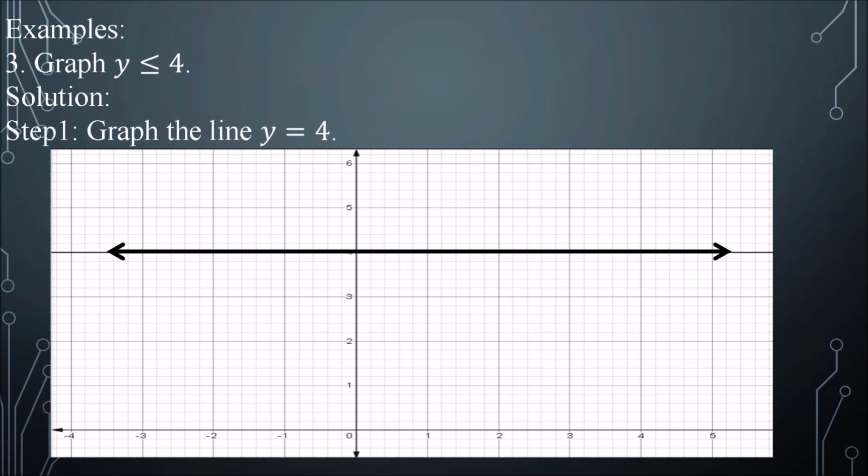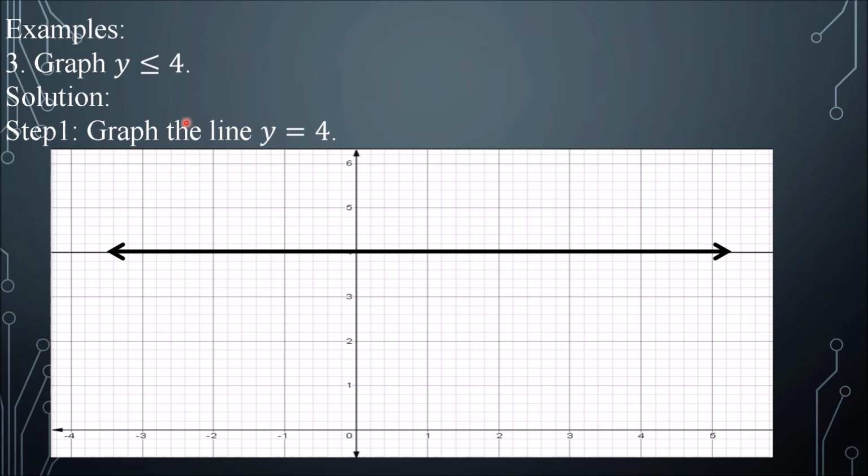Let's have number 3. Graph y is less than or equal to 4. As you can see, there's no x here. First, we need to graph y is equal to 4. And in graphing that, we need to use a horizontal line pointing at 4. That one, a horizontal line. So that's the graph of y is equal to 4.